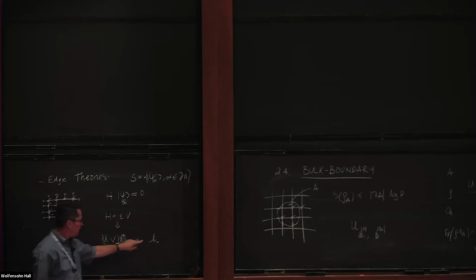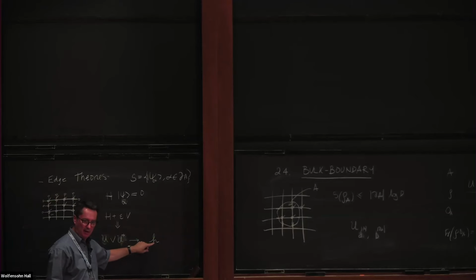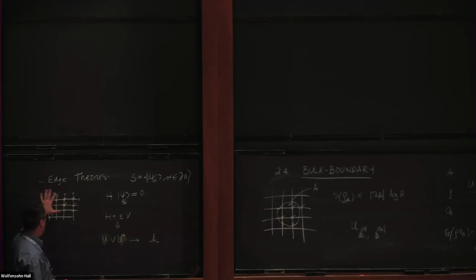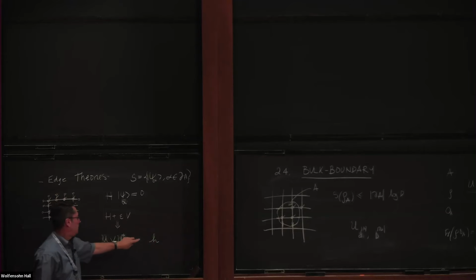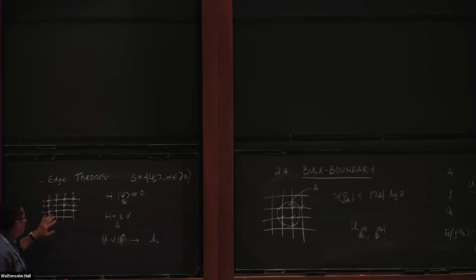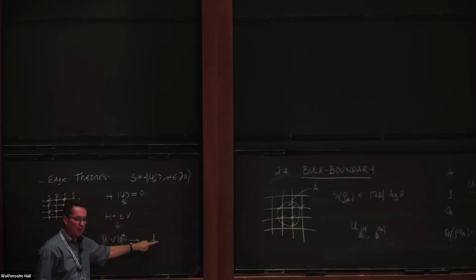And now this theory that lives in the boundary, actually this Hamiltonian would be local or quasi-local. The reason is because if you have a gap, then you can show that this will be quasi-local. But what is more interesting is that now the symmetries and topological properties of the tensors will be reflected in the properties of this Hamiltonian.